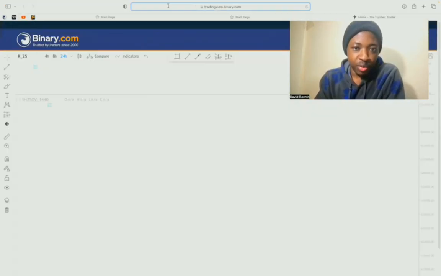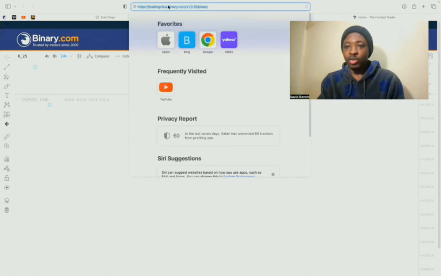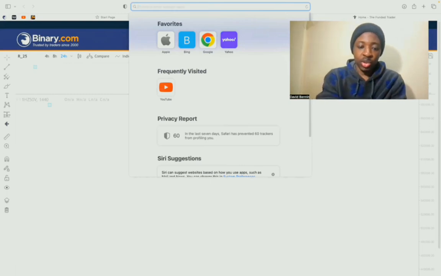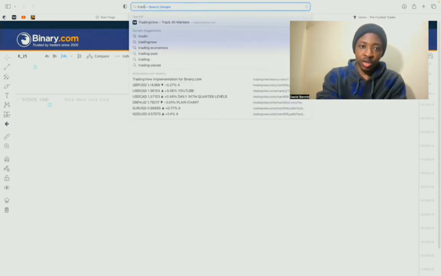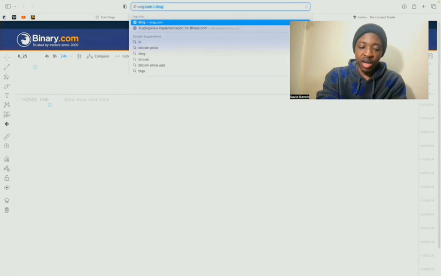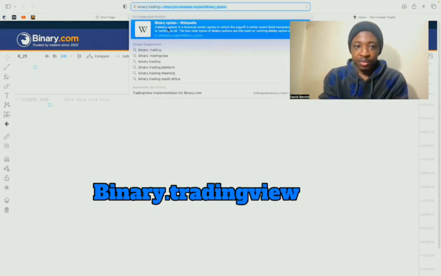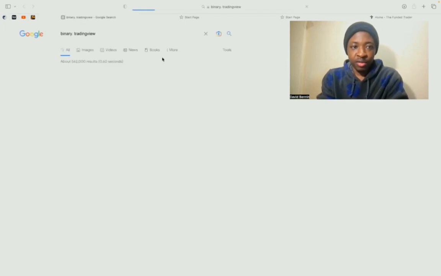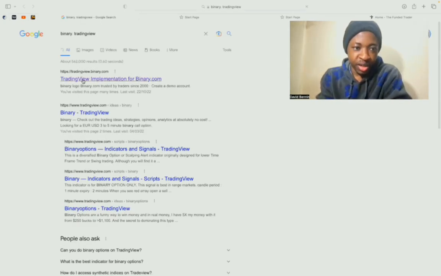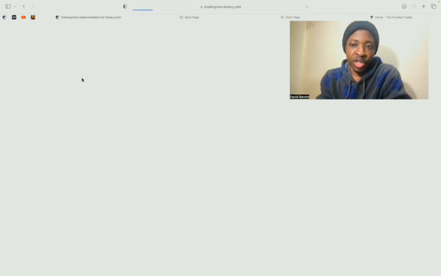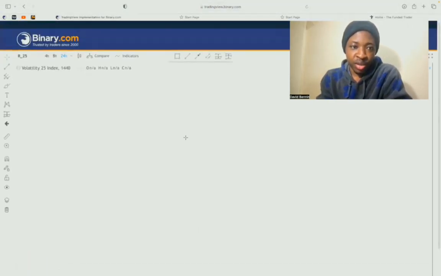So this is deriv.com. They have their own website. If you want to trade it, you don't use the same website that we use to trade forex. You can do a Google search for binary.trading view, and mostly the first result is the TradingView implementation for binary.com. So you go to the TradingView implementation for binary.com and you open this page.